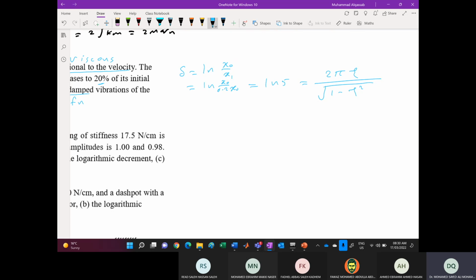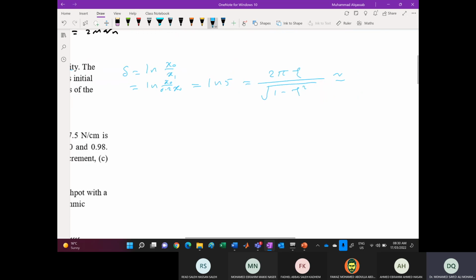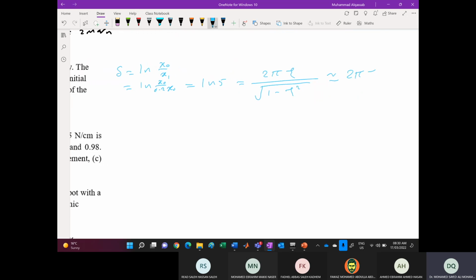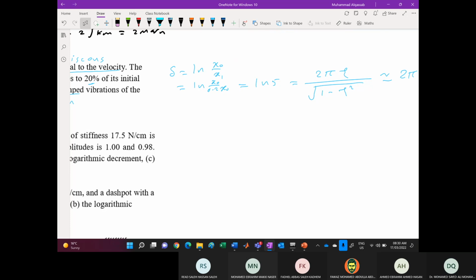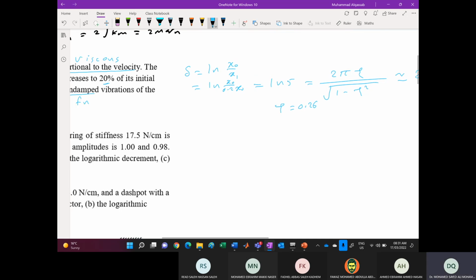Now, ln 5, is this less than 2, how much? So you can take the approximate if you want to make it easier. This is 2 pi zeta, and you can find zeta from here. Since it is less than 2, you can take the approximate. Okay, so you will find zeta within 2 decimal places. 0.25? 0.256. So we have to make this 6, to take 2 decimal places.